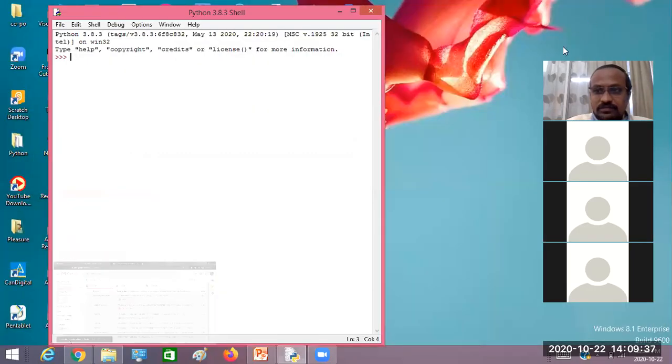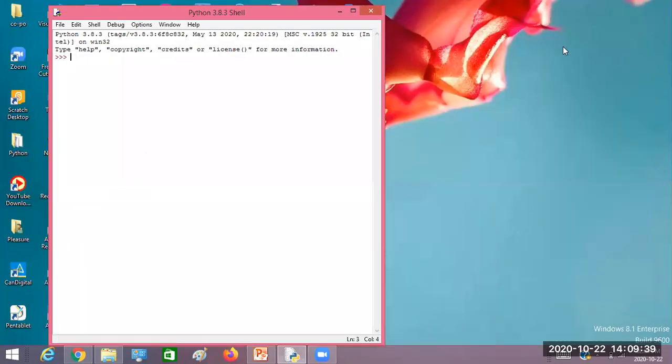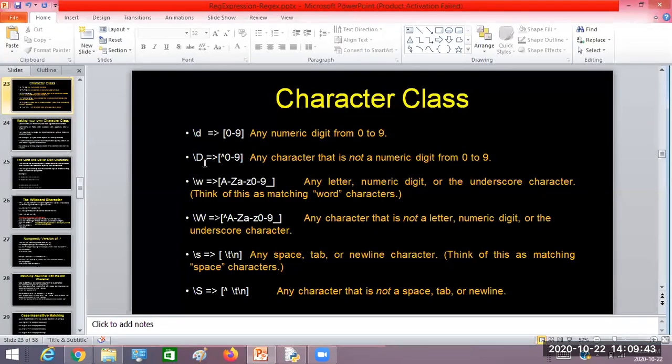So let us understand that in detail with some shorthands and with our own character class methods. First I'm showing you the shorthand methods. Then we'll go for our own character class. We can define our own character class also, like user defined character class.